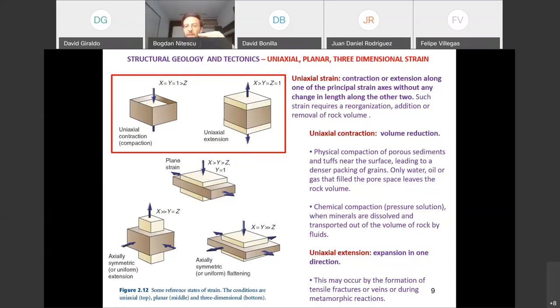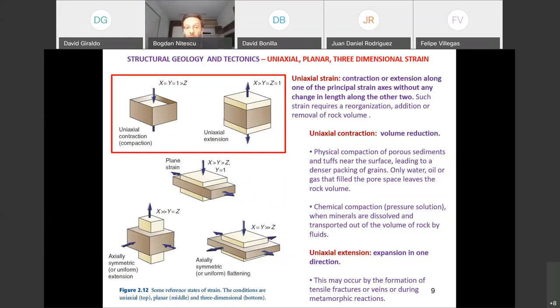So porous sediments, tuffs. The tuffs are formed from volcanic ash. The idea is that the fluid leaves the pore space, and the pore volume becomes smaller, and you have compaction. So this is a physical process. A chemical process is chemical compaction, when the minerals recrystallize. They are dissolved at the boundary between minerals, and some of the fluid carries the atoms outside of this system, and the compaction is chemical. You have some recrystallization there. So chemical compaction happens, for instance, in metamorphism, and physical compaction in sedimentary basins.